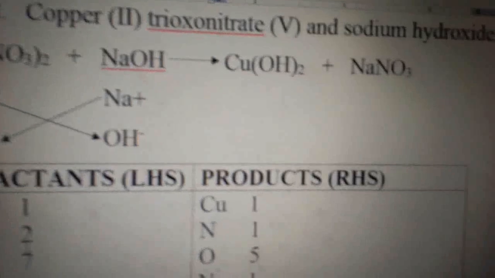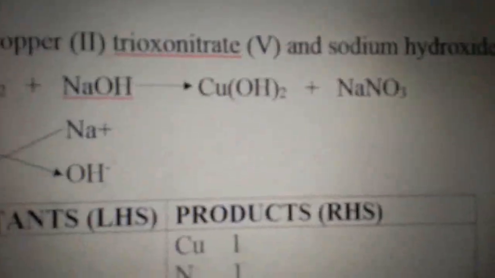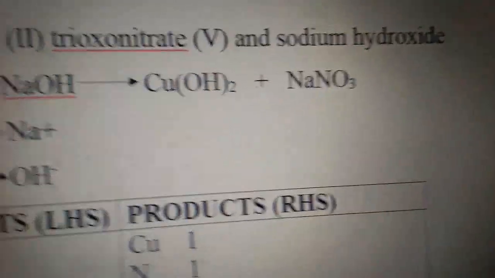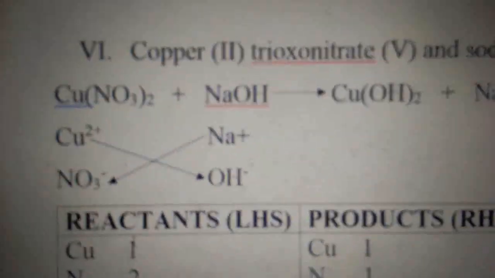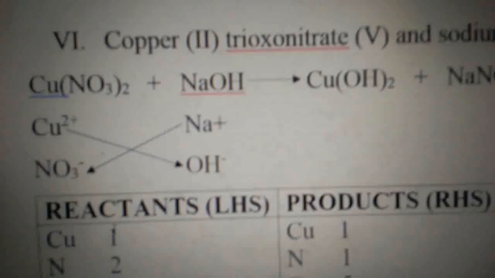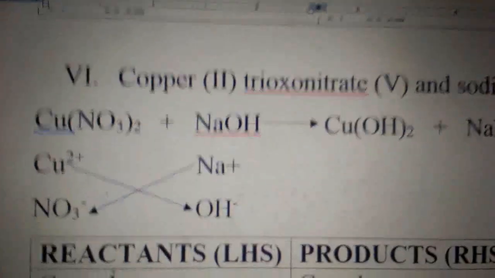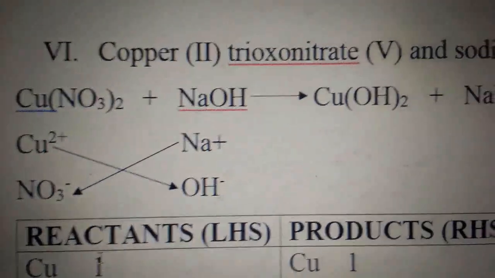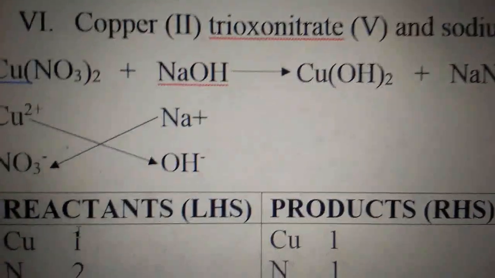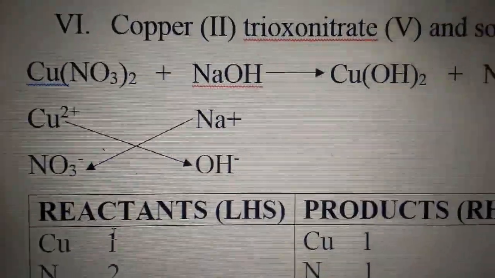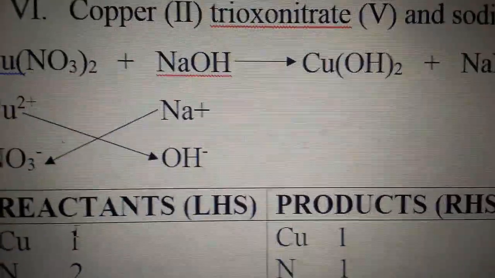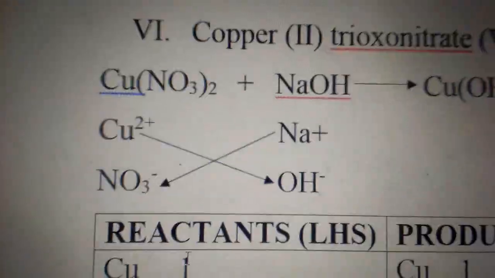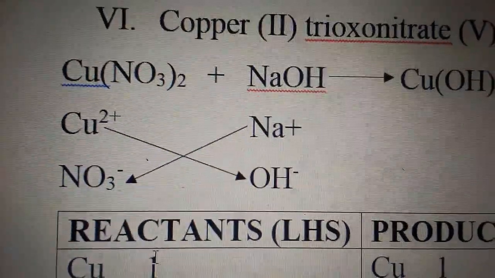The next reaction is copper(II) trioxonitrate(V) and sodium hydroxide. So the formulas of the compounds are there. We have the formula of copper(II) trioxonitrate(V). In that formula, copper has an oxidation state of +2, while NO3 has a state of -1. So when you give that valence of copper 2 to NO3, you get the formula Cu(NO3)2.